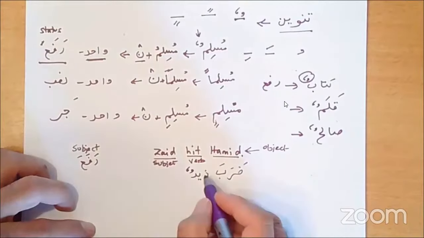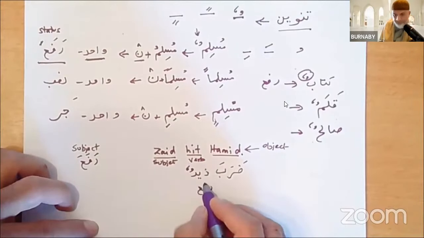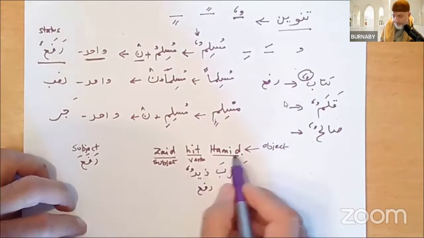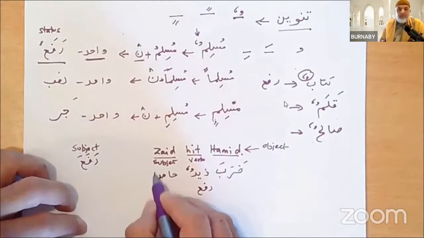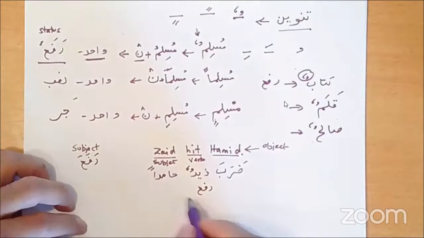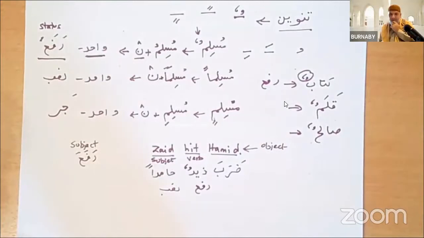But he's the subject. To make it subject, Rafa, right? Because now Zaydun is Rafa. And Hamid will be Hamidan. Got it? Then this becomes Nasab. Tell me if you understand this.